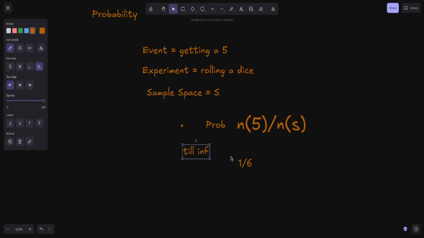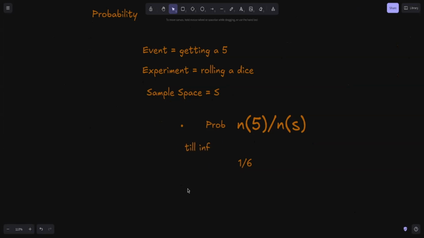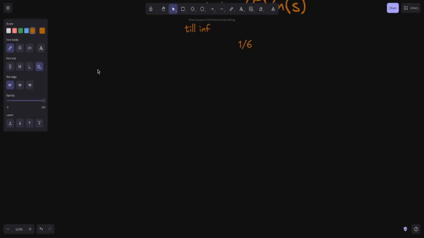Then only this answer is correct. So for one time instance it might be correct, it might not be correct, because if you get 5 then the probability is 1, if you don't get 5 it is 0. So you have to do this experiment till infinity till you get this. Okay, now from this we have three things.